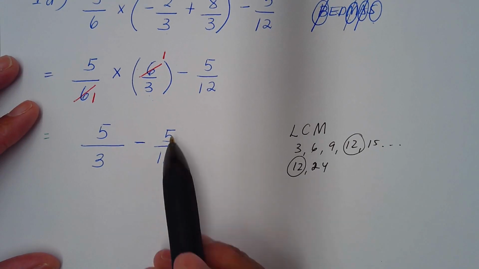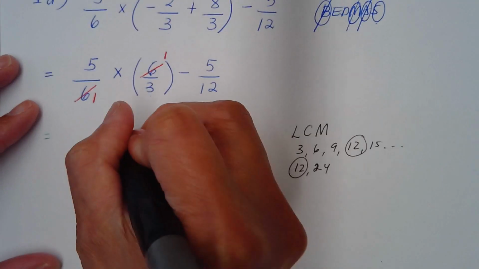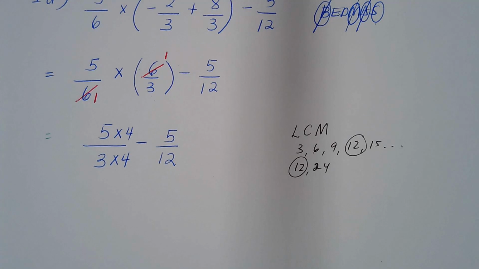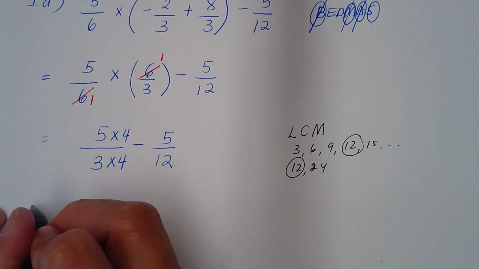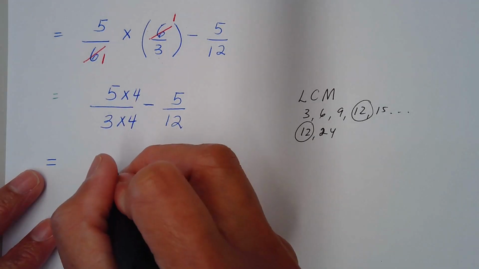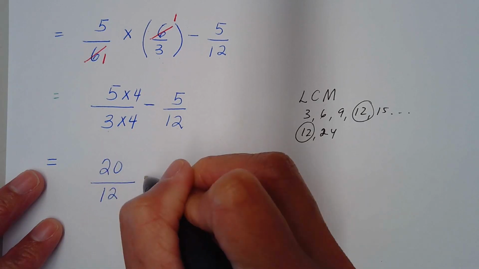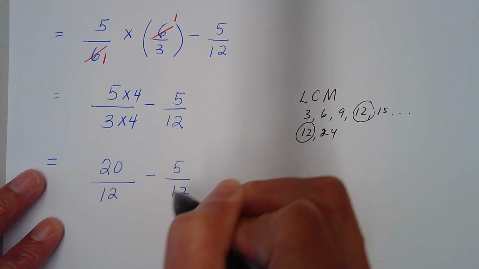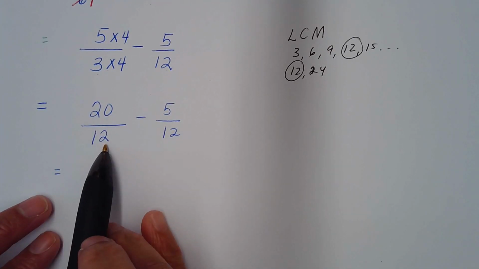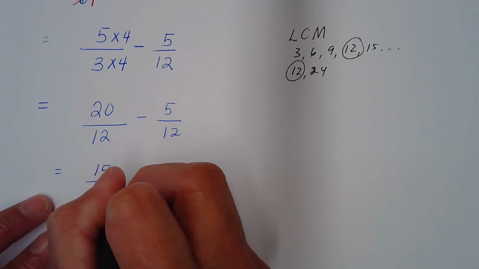So this is already 12. We don't have to worry about that one. This one here needs to be 12. So multiply by 4 fourths. Multiply both the numerator and denominator by 4. Let's rewrite that. What would that be? 5 times 4, which is 20. 3 times 4 is 12. Minus 5 twelfths. Okay, next one. 20 over 12 minus 5 over 12, which is 15 over 12.